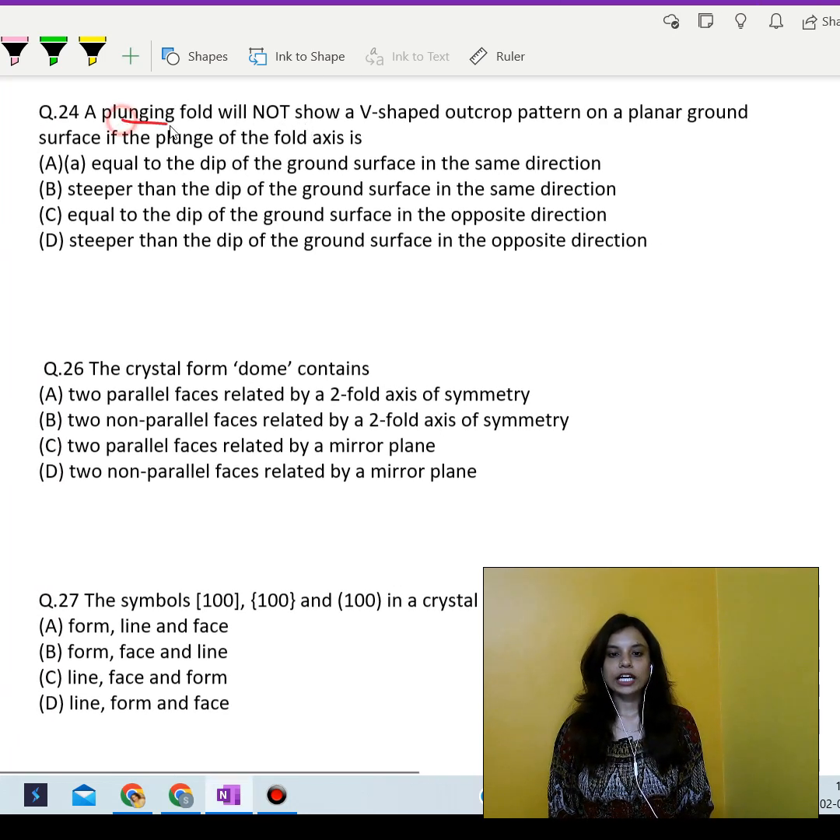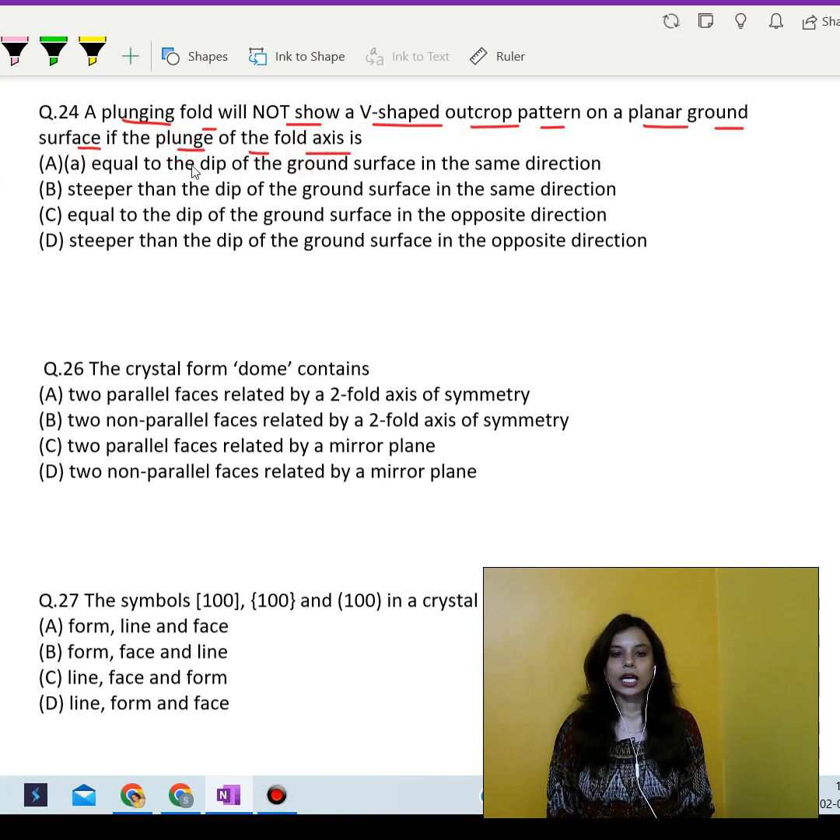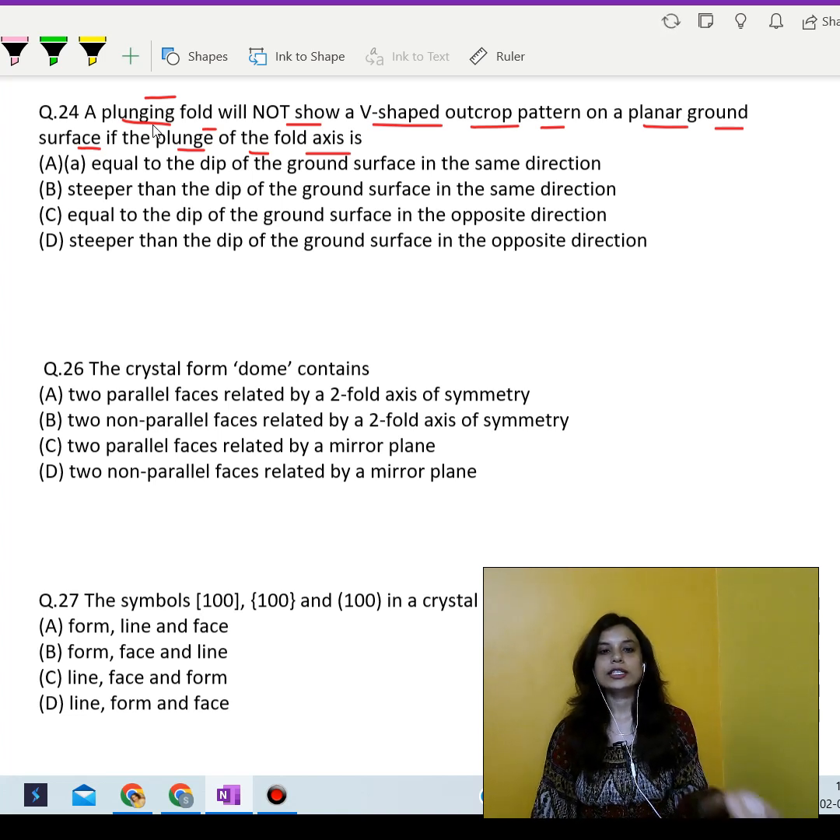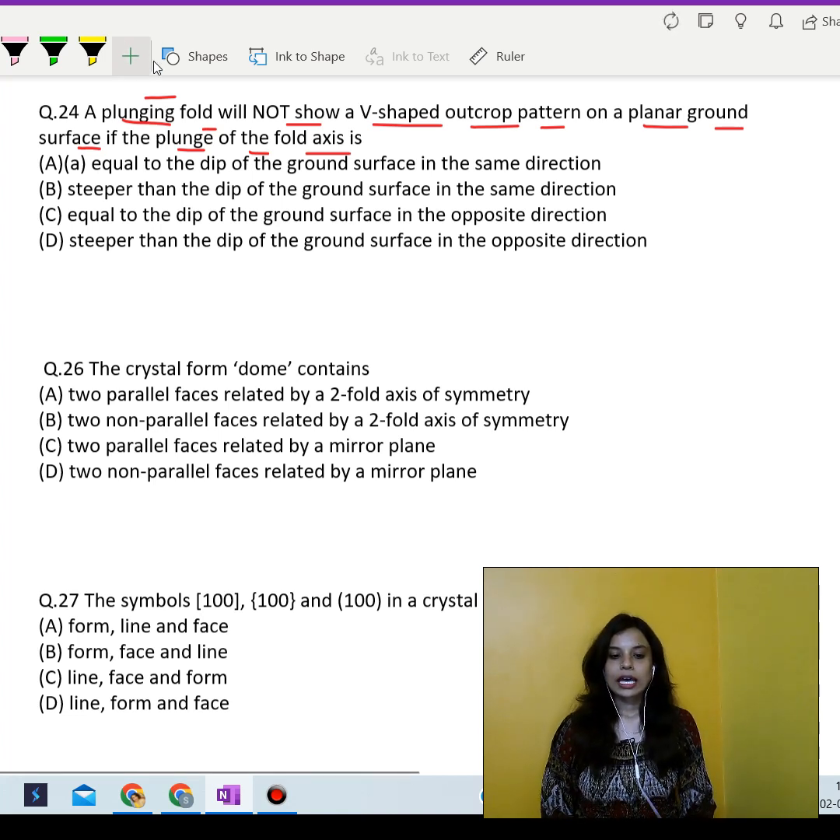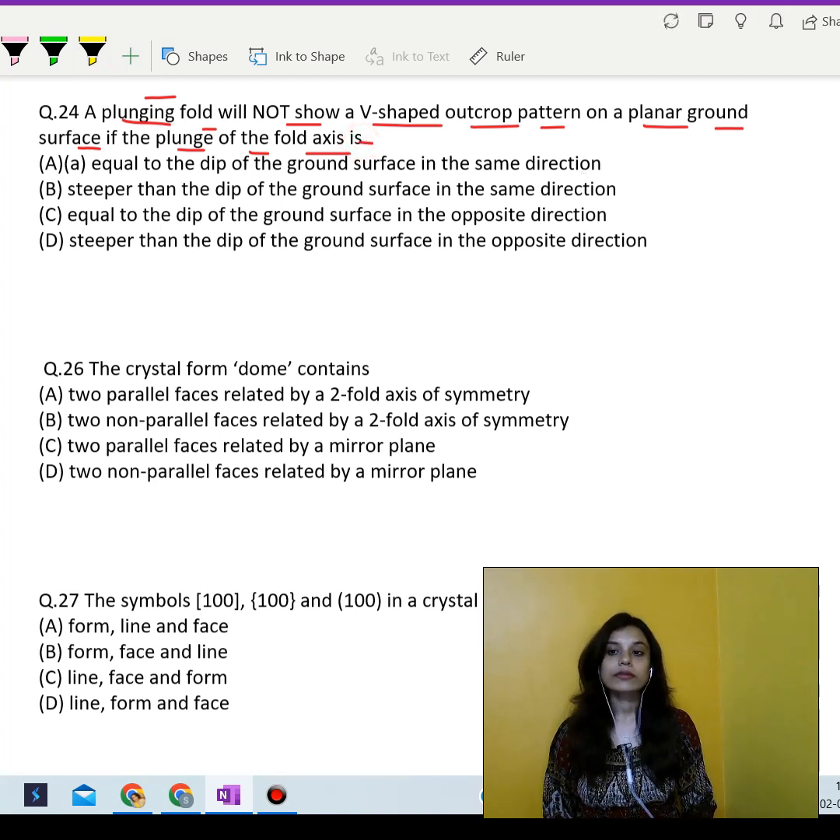Next we have: a plunging fold will not show a V-shaped outcrop pattern on a planar ground surface if the plunge of the fold axis is. Okay, what is a plunging fold first of all? Now a plunging fold is a fold where the axis of the fold is tilted at an angle compared to horizontal. This tilt affects the way the fold is exposed on the ground surface, especially when combined with a sloping ground surface. Okay. And why does a V-shaped outcrop pattern occur?